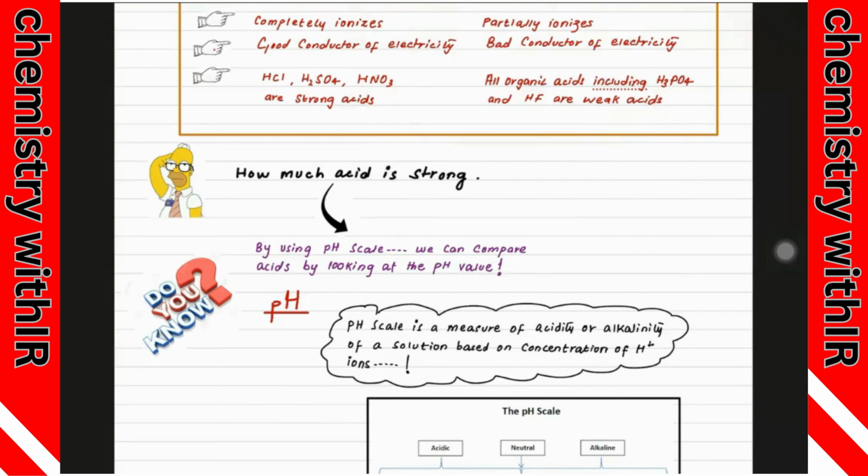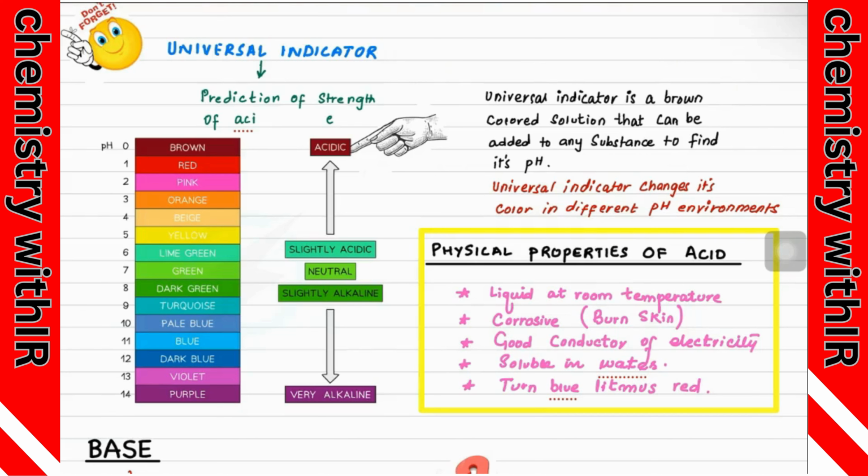You know, universal indicator is a brown colored solution that can be added to any substance to find its pH. After adding a few drops of universal indicator into the beaker which contains the sample, which can be any acid or any base, you will see a different color of that beaker.